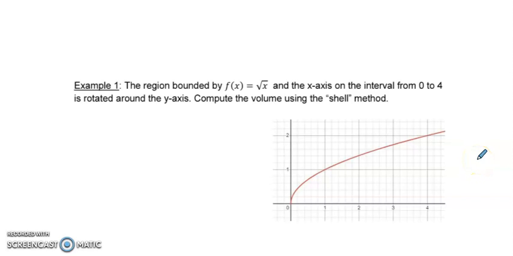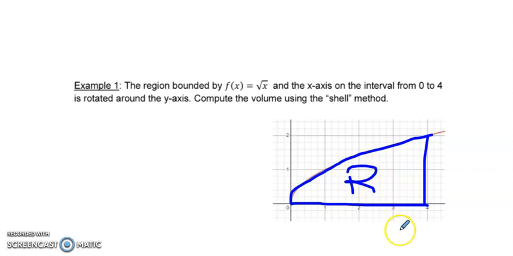All right, let's take a look at a few examples so I can bring this to life and make it make sense. So we're being asked to take the function f of x equals the square root of x and the x-axis on the interval from 0 to 4 and rotate it around the y-axis. So we've already established that I'm not a good artist, but at least I can shade this region here. I will label it R for region.